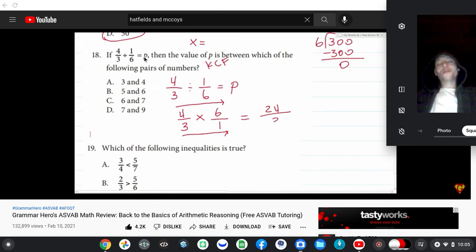Anyway, wait a minute here. We're not done trying to shoot some poor kid in the face here. We'll get done with that part first. So we can see that 4/3 divided by 1/6 is 8. So this is 8 equals P.